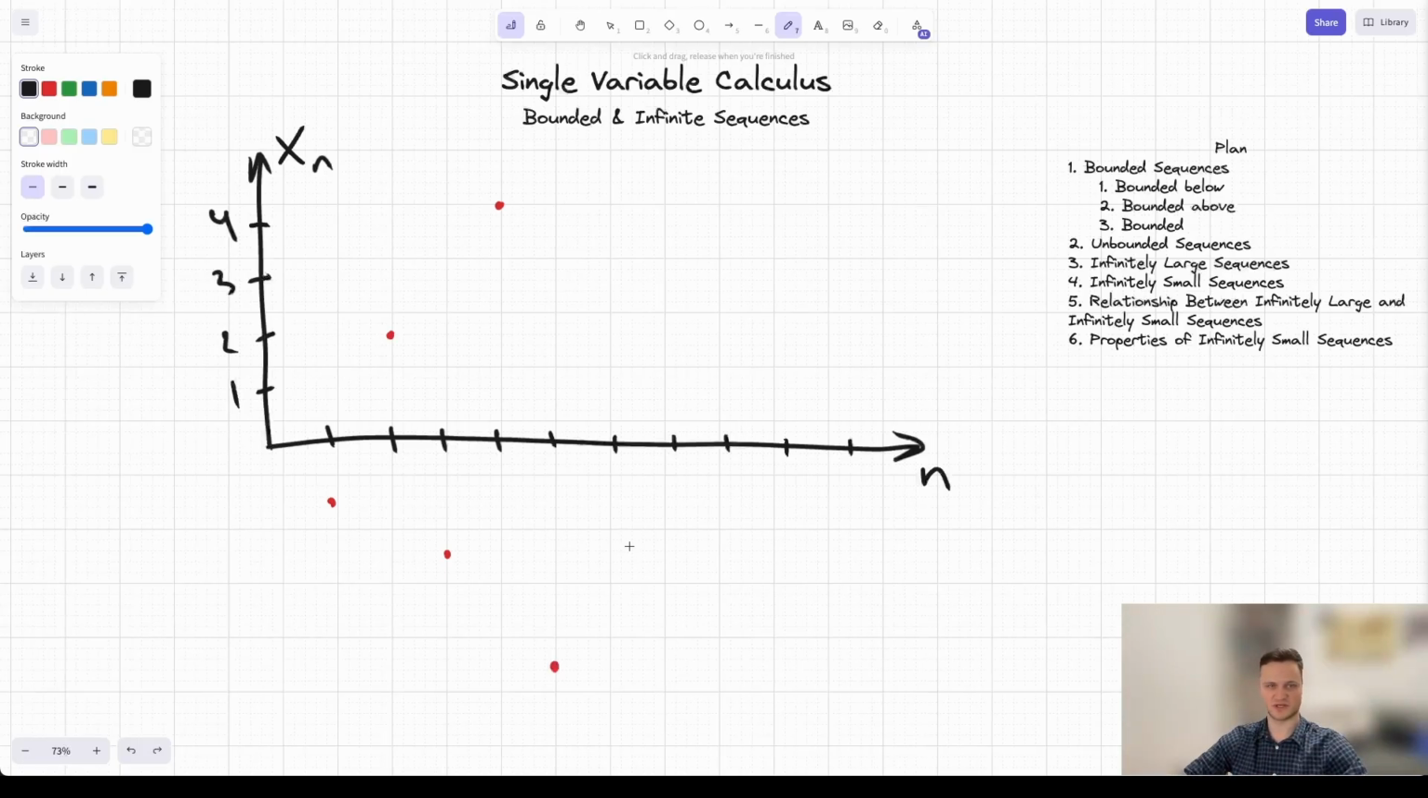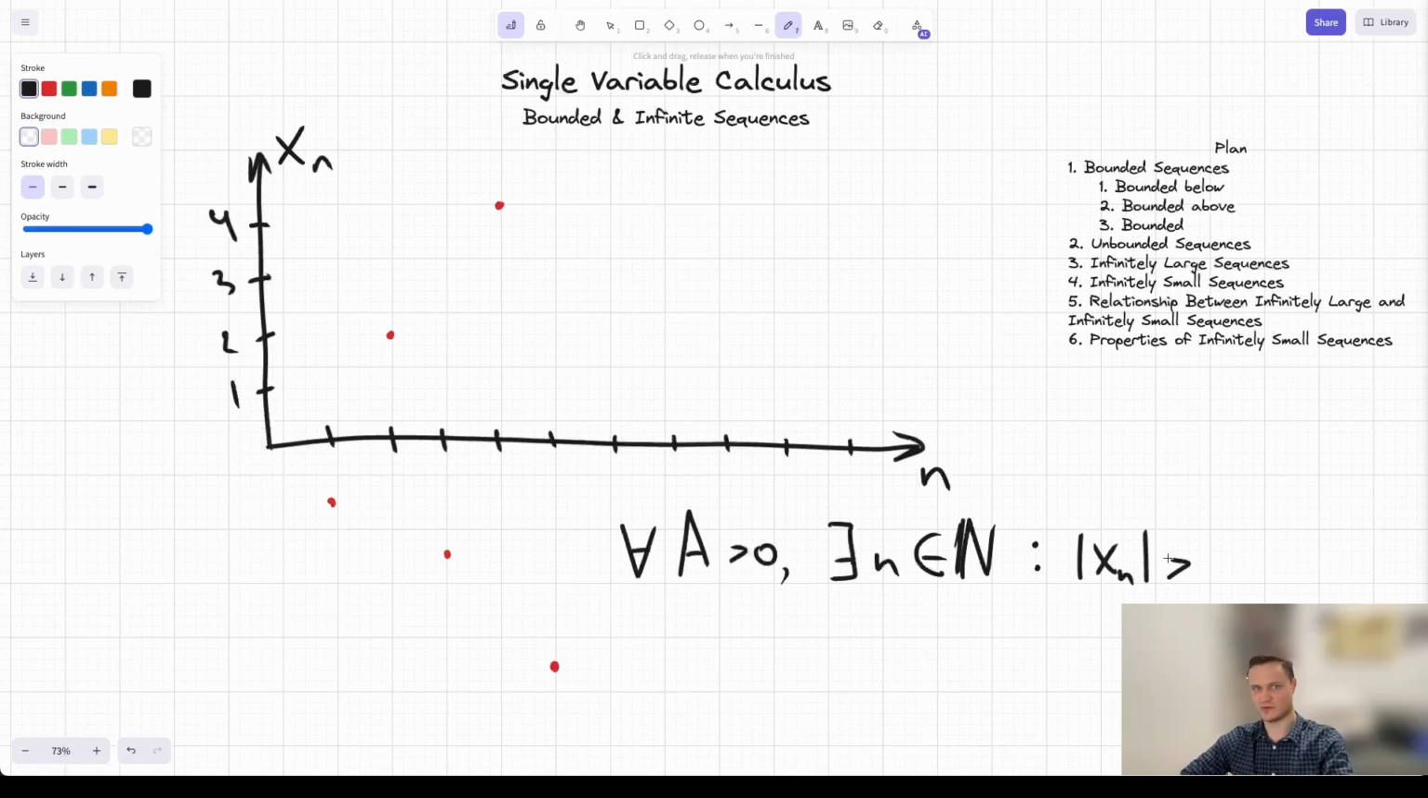And the mathematical notation is similar. For every positive value A, there exists such a natural number such that all the elements will be more than A. And again, for all positive numbers A, there exists a natural number n such that the absolute value of the element with this index is greater than A.